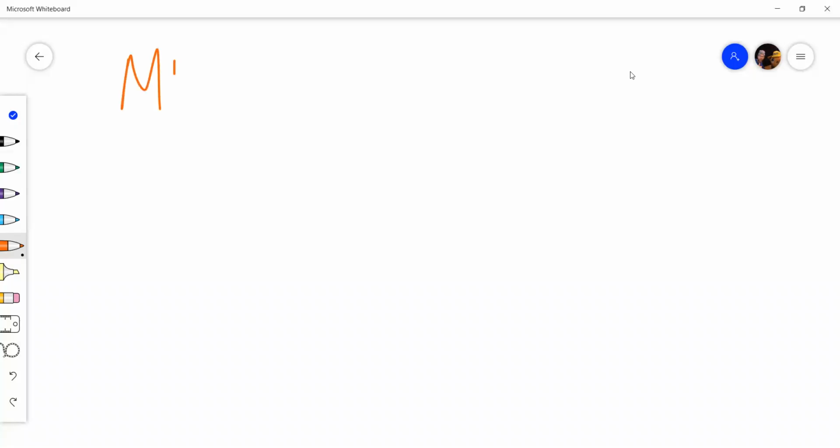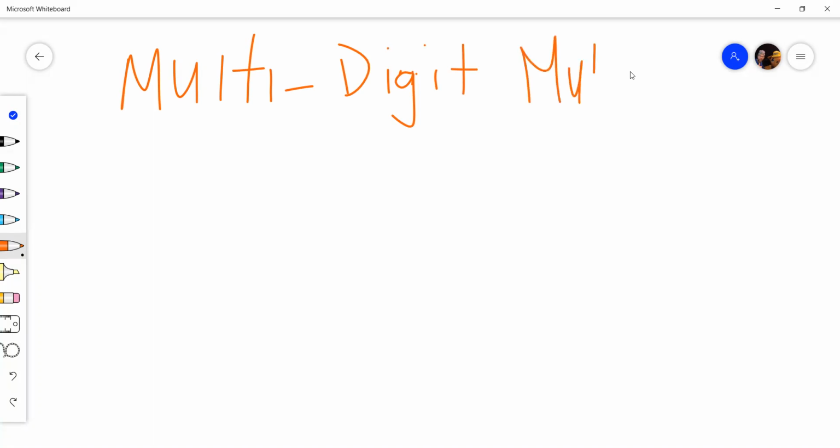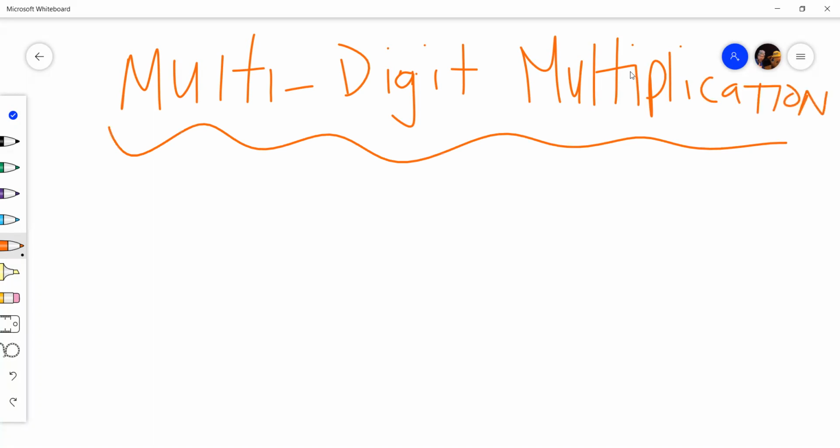Hey everyone, today we're going to talk about multi-digit, that's a G, I promise, digit multiplication. So what that really means, oh boy, squeeze it in there. Ooh, that's pretty. Multi-digit multiplication.